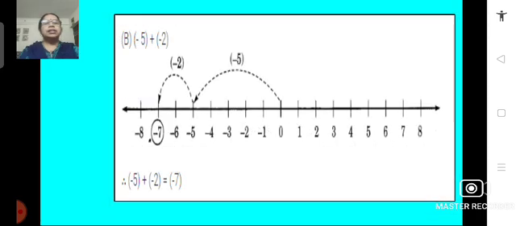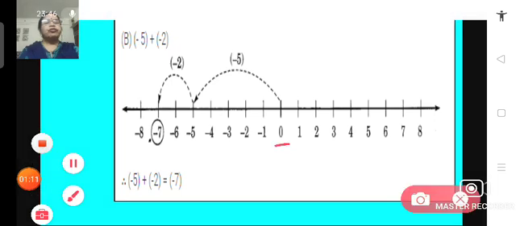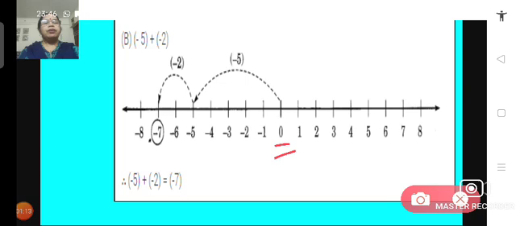Next one, negative 5 plus negative 2. For negative 5 we move from 0 towards left 5 steps. And where do we reach? We reach at negative 5 or minus 5. Now since it is negative 2, we have to add negative 2. So from negative 5 again we move 2 steps towards left. And where do we reach? We reach at minus 7 or negative 7. So the solution for this one is negative 5 plus negative 2 is equal to negative 7.